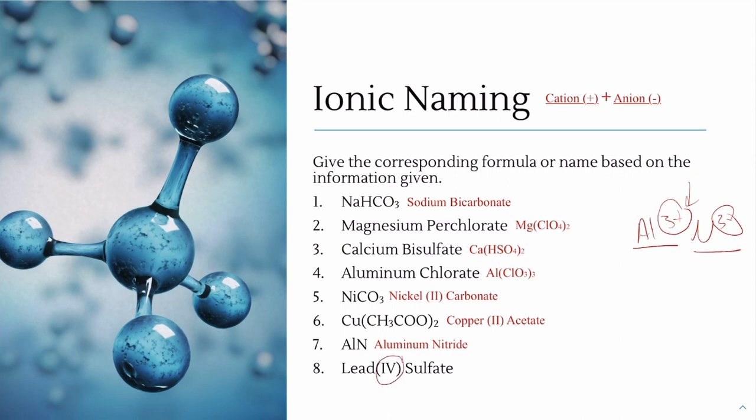Okay, so now they've given us one that has its own Roman numeral. And so now what I have to assume is, okay, this is Pb, and this must be a 4 plus charge, okay? So that's easy. And then sulfate, hopefully you remember, is SO4 2 minus. Okay, so now just switch the superscripts.